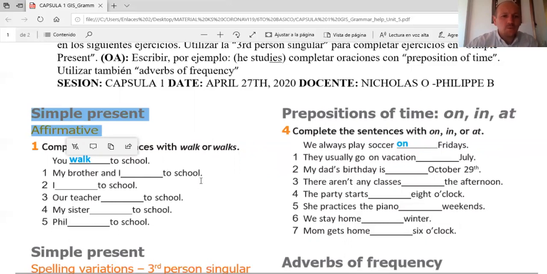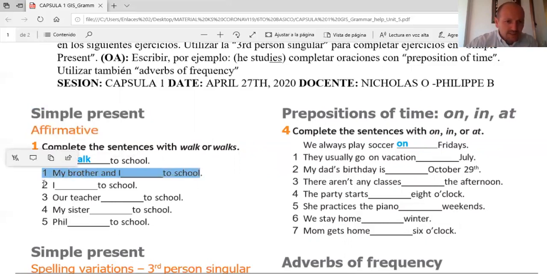Okay, let's go with number 1. It says, my brother and I. ¿Qué sujeto vendría siendo my brother and I? Mi hermano y yo. ¿Qué sujeto es ese? Correcto, we. Por lo tanto, es como que reemplazaron my brother and I.